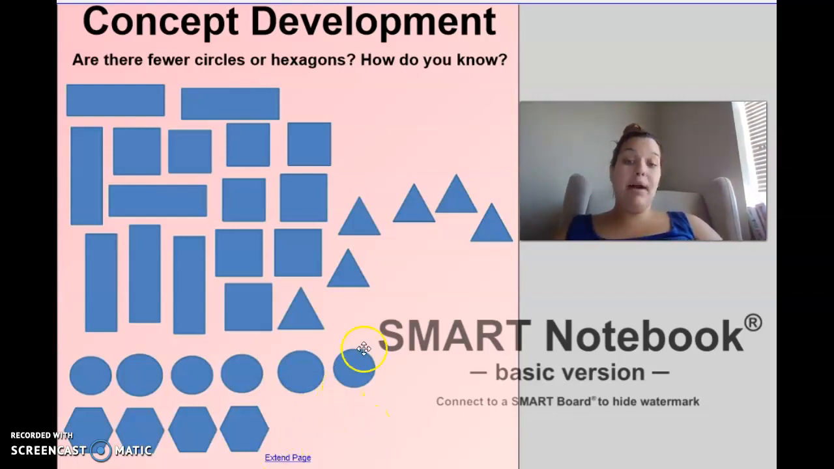Very good. But looking at this right here, I have fewer hexagons than I have circles. Let's say it together. We have fewer hexagons than we have circles. And we know this because each hexagon and circle have a match, and we have circles left over, but we do not have more hexagons left. We would need two more to even make them the same as each other.